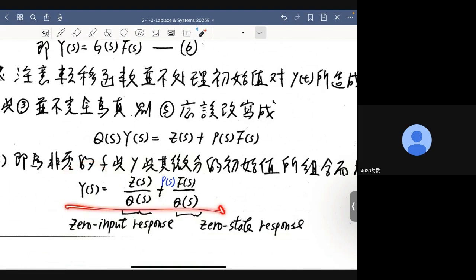And from this equality, it tells us the total output actually consists of two parts. One, from the initial conditions, because Z of s is the result of summarizing all the impacts from the non-zero initial values. And this part comes only from the input, which is F, all right?